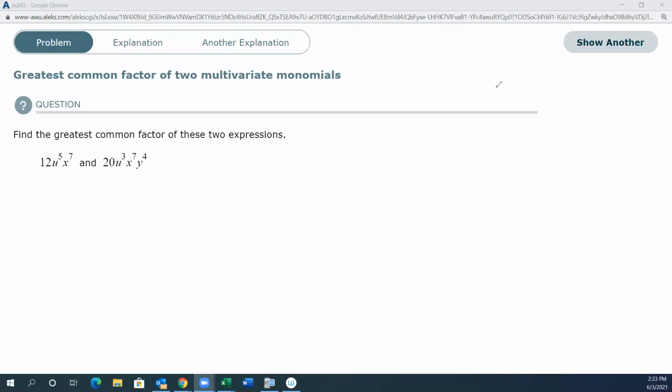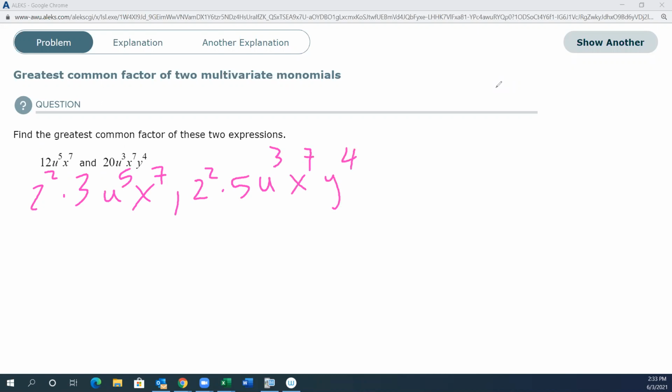Once again, the greatest common factor, well, 12 is still 2 squared times 3. And then 5 U's and 7 X's. And then 20 is 2 squared times 5, 4 times 5. And then 3 U's, 7 X's, and 4 Y's. Okay, so our greatest common factor.